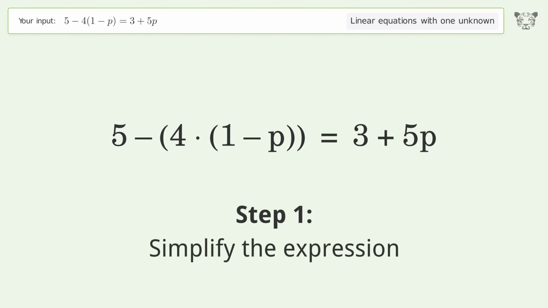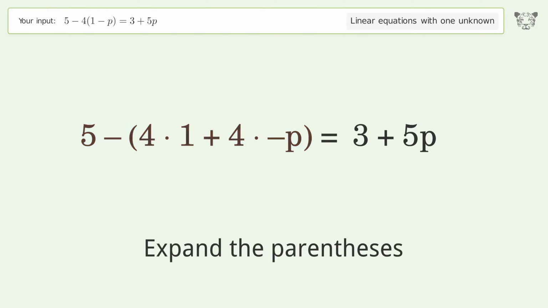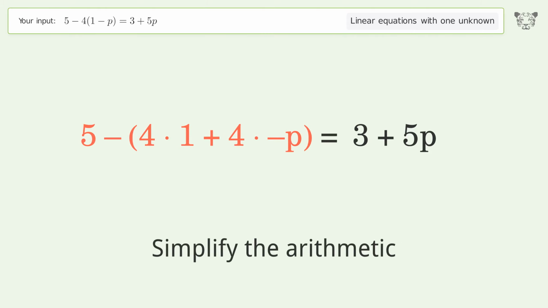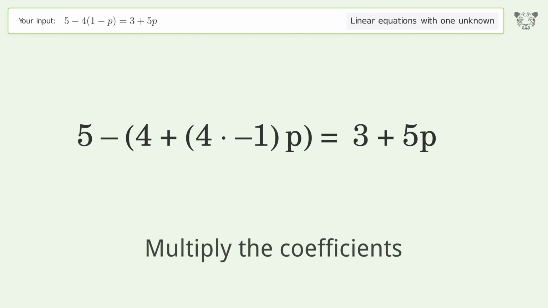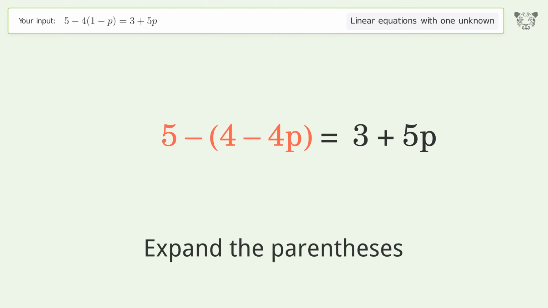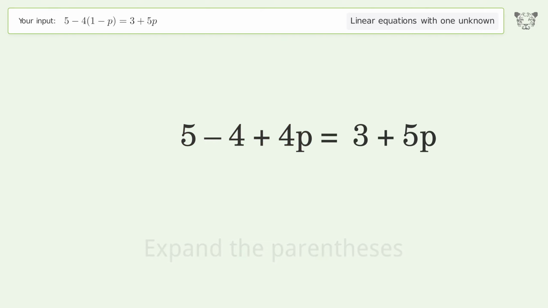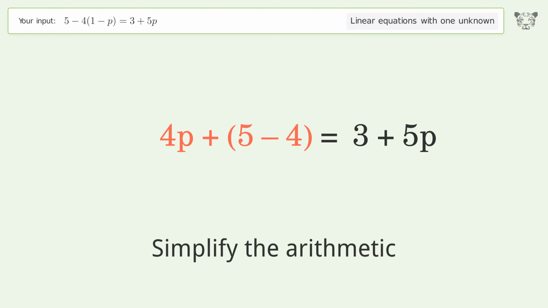Simplify the expression. Expand the parentheses. Simplify the arithmetic. Group like terms. Multiply the coefficients. Expand the parentheses. Group like terms. Simplify the arithmetic.